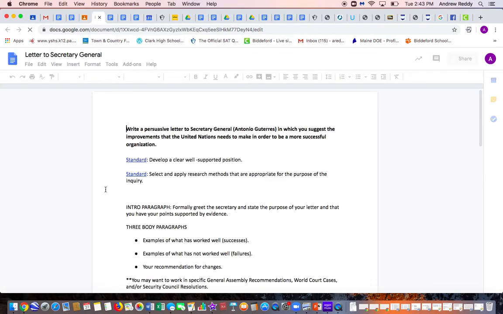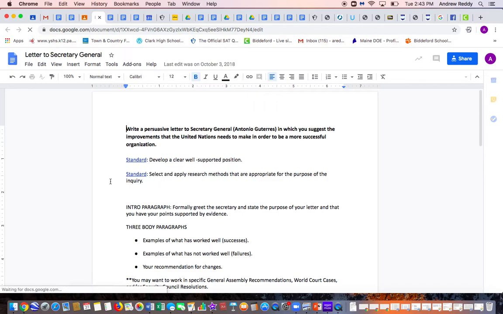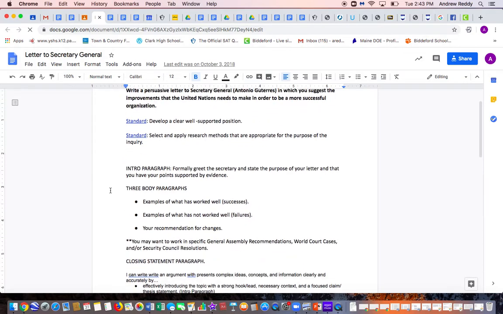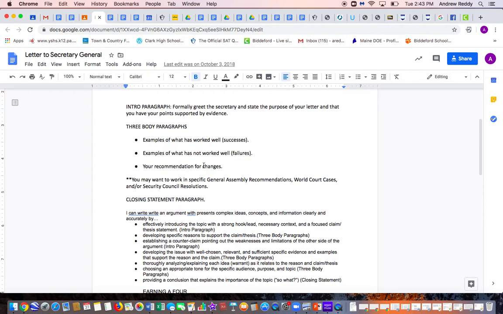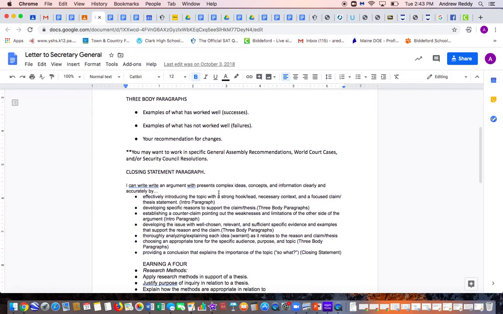If you have not done this yet, here are the two standards we've been working on. This assignment covers two standards, so you'll get two separate standard grades for this. Your intro paragraph, formally greet the Secretary and state the purpose of your letter, that you have your points supported by evidence. Then your three body paragraphs will be examples of what has worked well, the successes of the UN, examples of what has not worked well, the failures. Your recommendations for changes would be the third body paragraph, and then a closing statement paragraph.